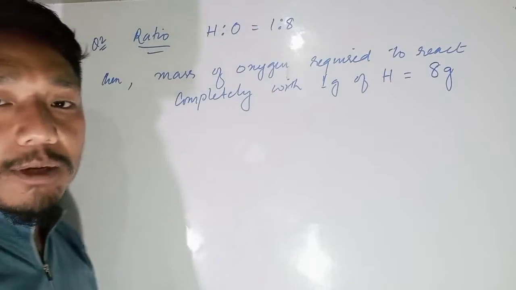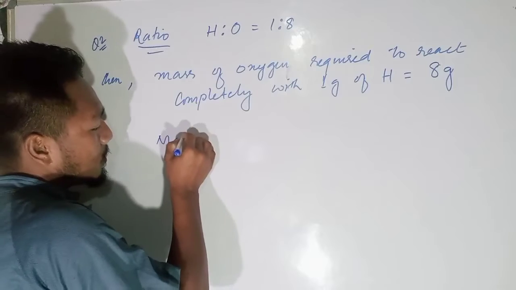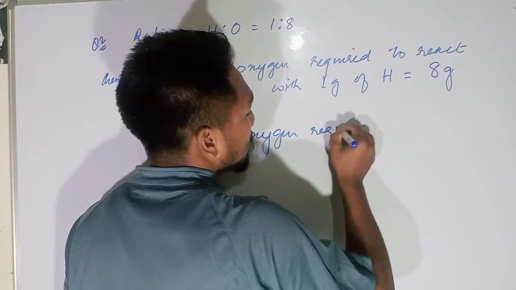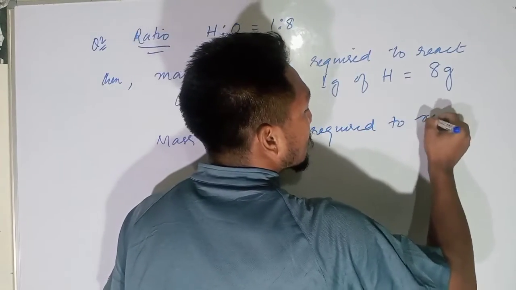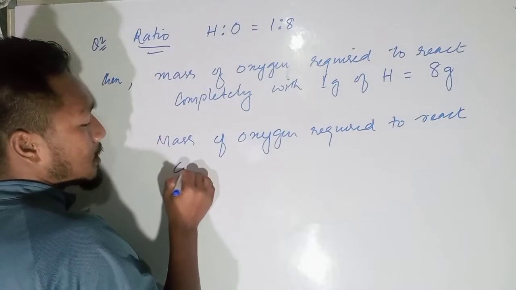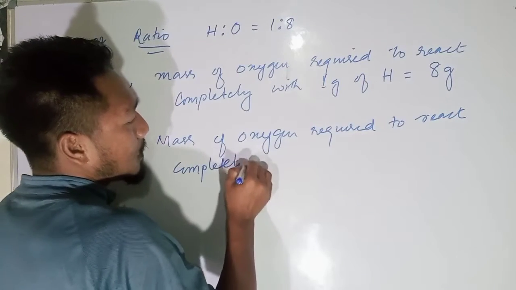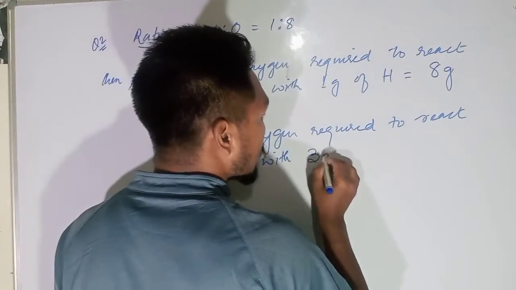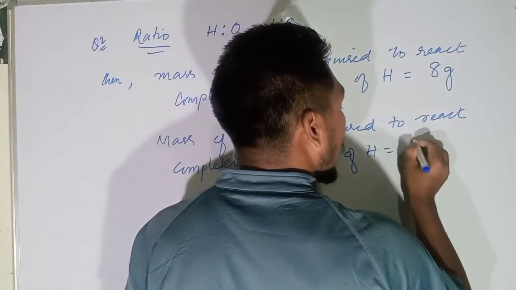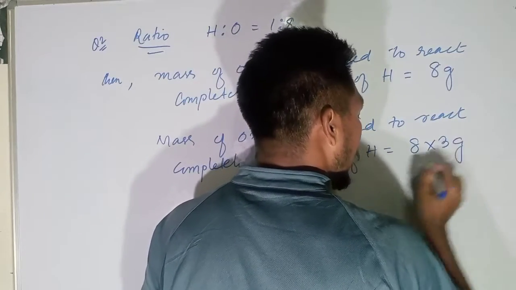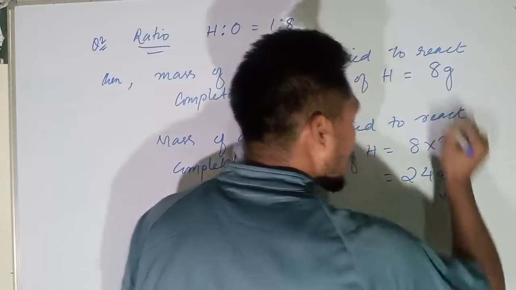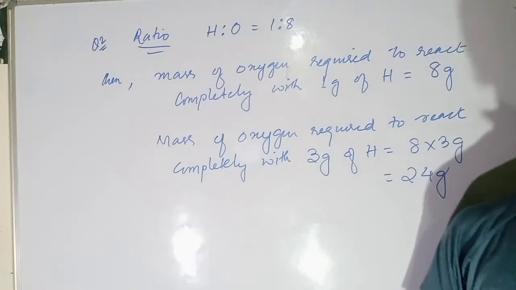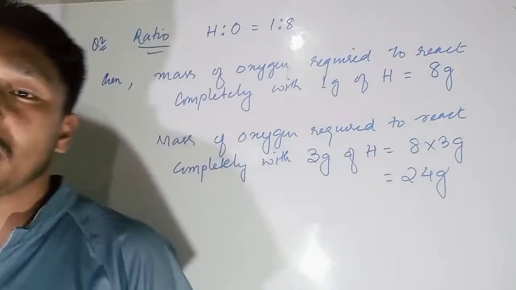That means the mass of oxygen required to react completely with how many grams? The question is 3 grams of hydrogen. It will be 8 into 3 grams, that is 24 grams of oxygen needed. How many grams of oxygen is needed? 24 grams of oxygen is needed to completely react with 3 grams of hydrogen.